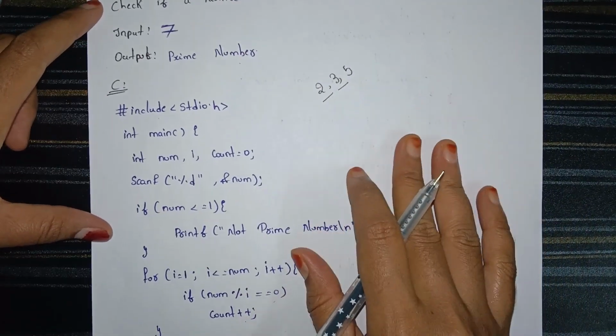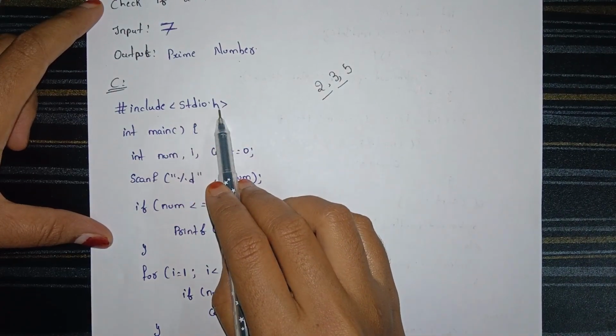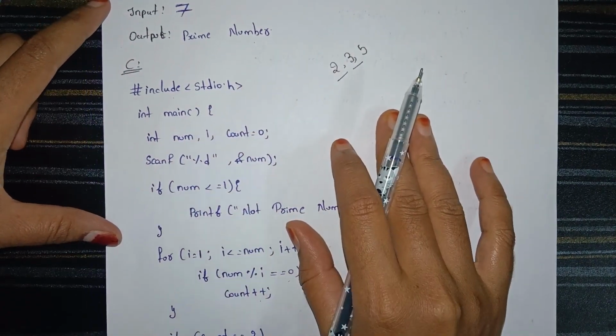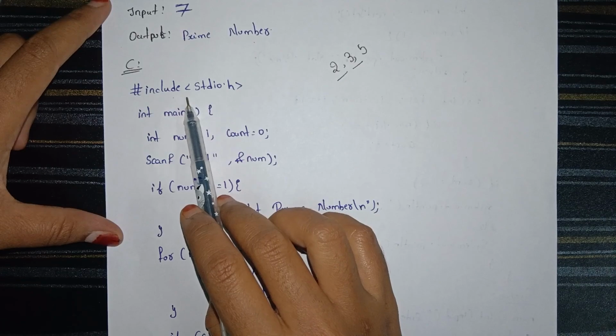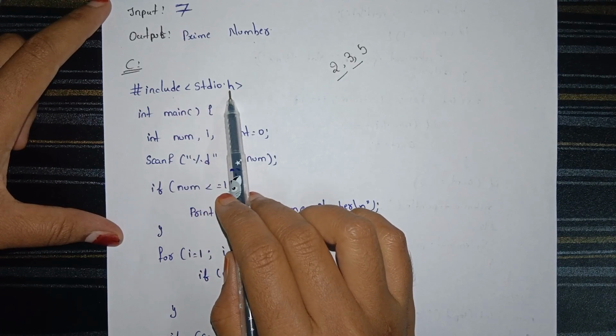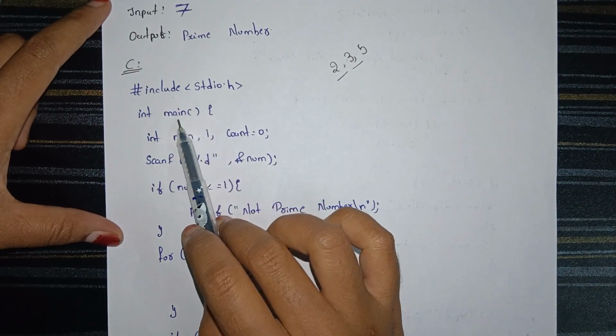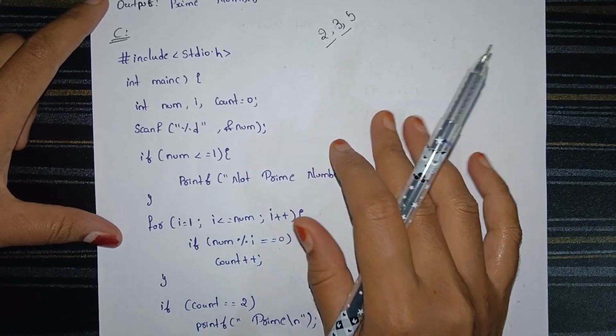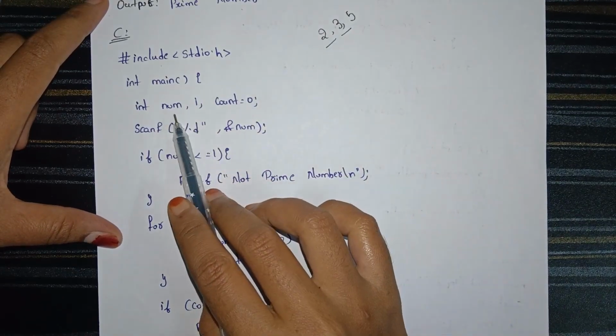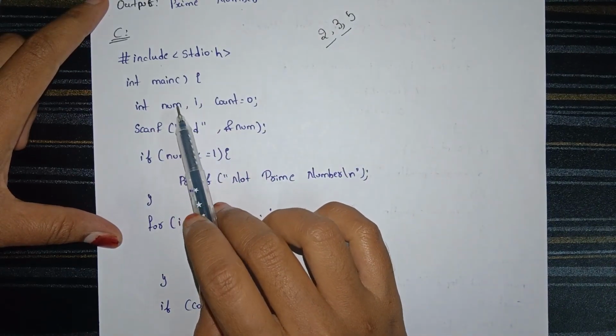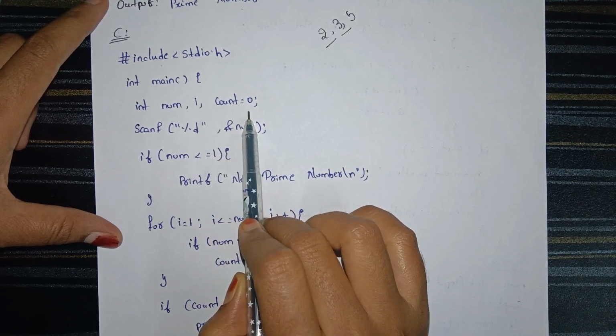So here we will see the program: #include <stdio.h>, int main. The #include <stdio.h> is used to include printf and scanf, and int main is the first method that we use in the C program. Here we are declaring the variables like num, i, and count is equal to 0.